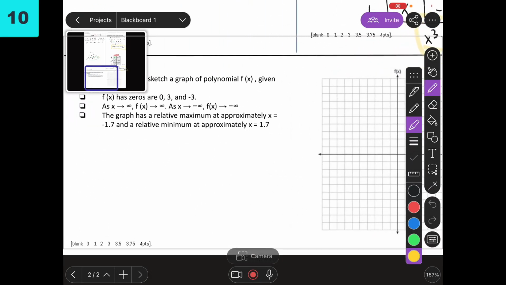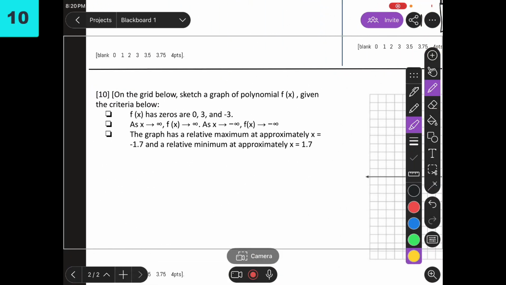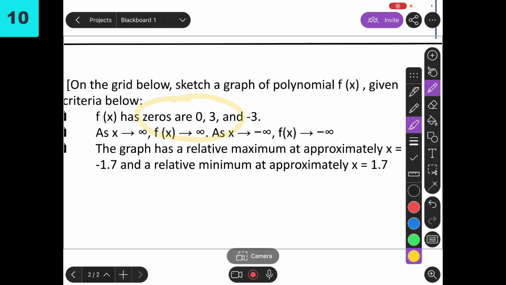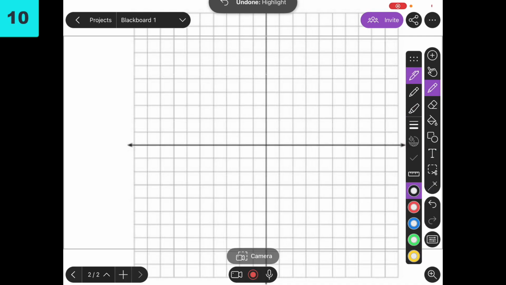Okay, last question. They're asking me to sketch this. So pieces of information. I have zeros at 0, 1, 3, and negative 3. So let's pretend this is 0, 0. And this is negative 3, 0. And this is positive 3, 0. Right? So this is negative 3, positive 3.